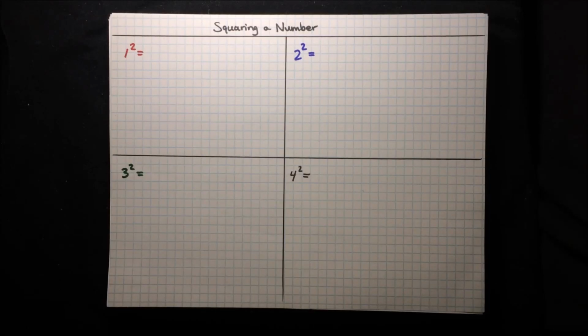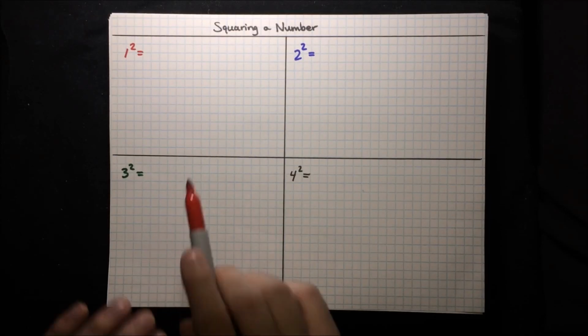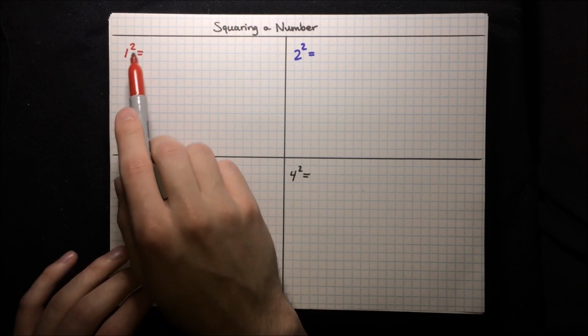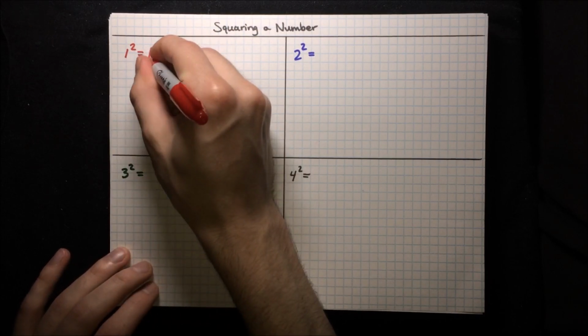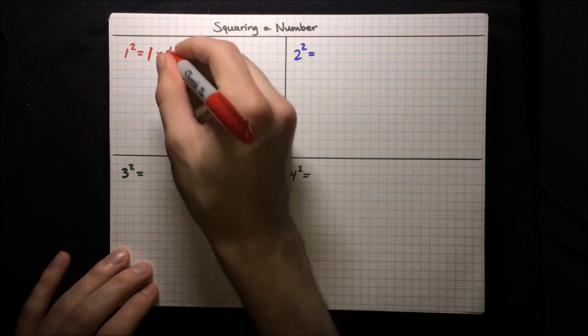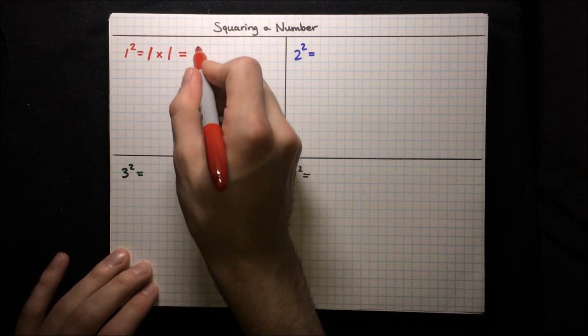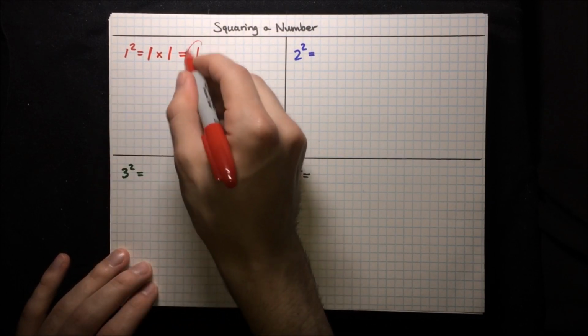In this video, I'm going to show you how to square a number. Squaring a number really just consists of multiplying a number by itself. For example, 1 squared can be computed by just 1 times 1, which is just 1. So 1 squared is just 1.